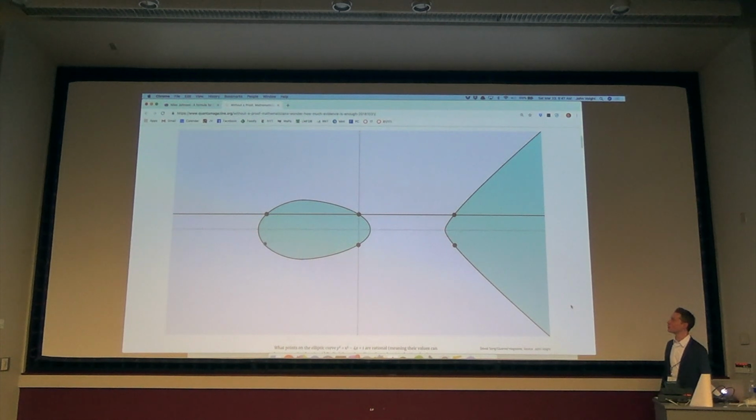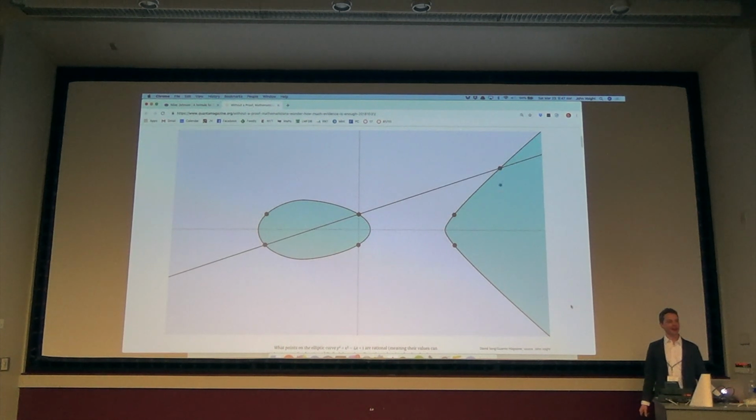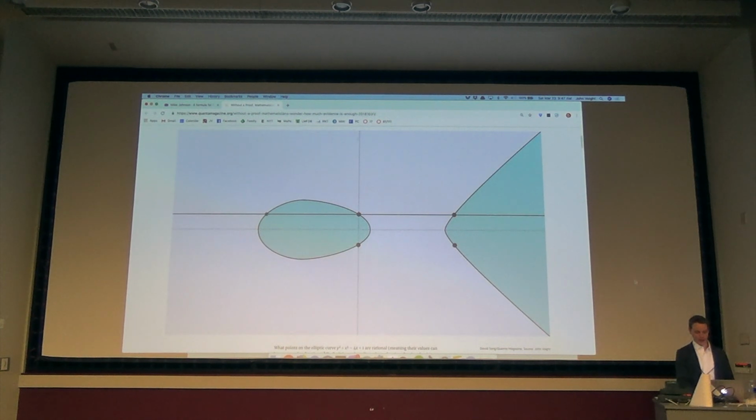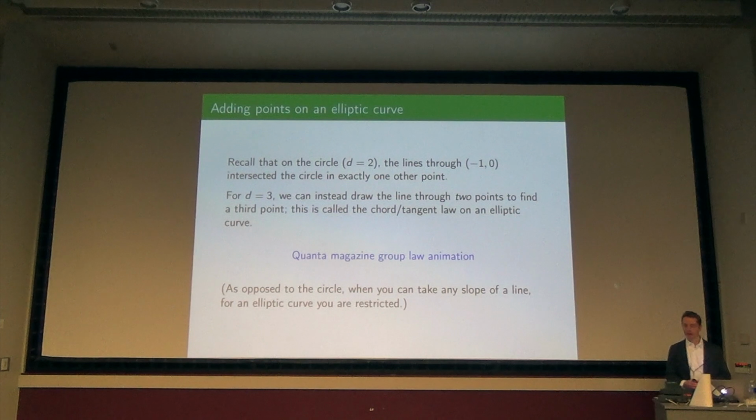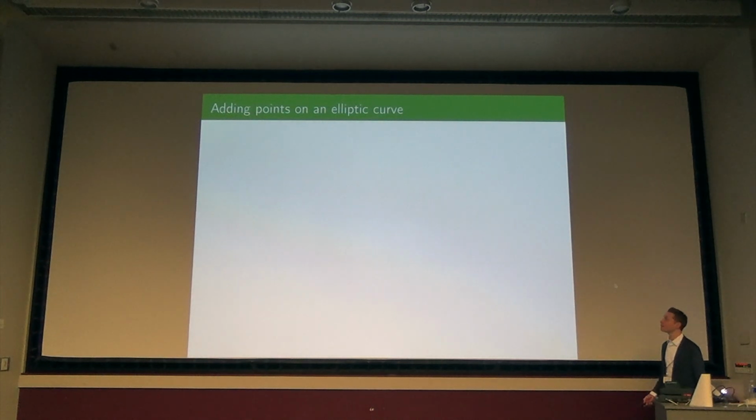Okay. So this is the group law. Yeah. So which category does this one fall in? Are there finitely many? Let's talk about it. Yeah. How many points do we need to generate all of them? Yeah, that's what we want to get to. I'll take that as a sign we should. Okay. So you can't take any slope of a line. I think I explained that.